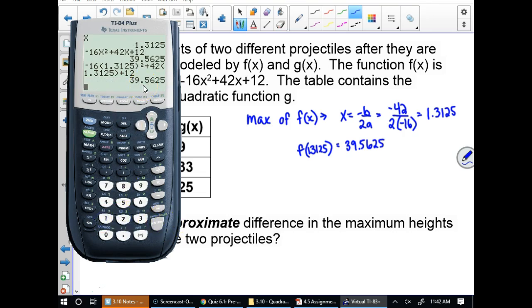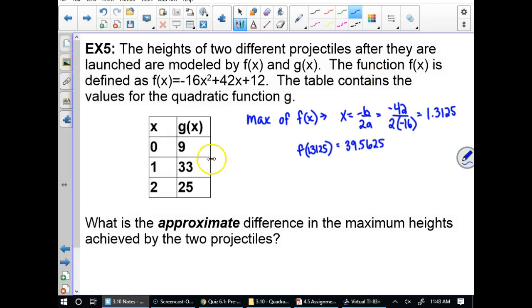So you don't have to do that. It's just a little shortcut, and especially if you have a really long decimal, it can make it a little bit quicker to put that in. And when you have a negative number, it takes care of those parentheses you need for negative numbers, so it can be helpful there too, so you don't mess that up. So not required, but optional. Okay, so our maximum height for f of x is 39.5625 feet.